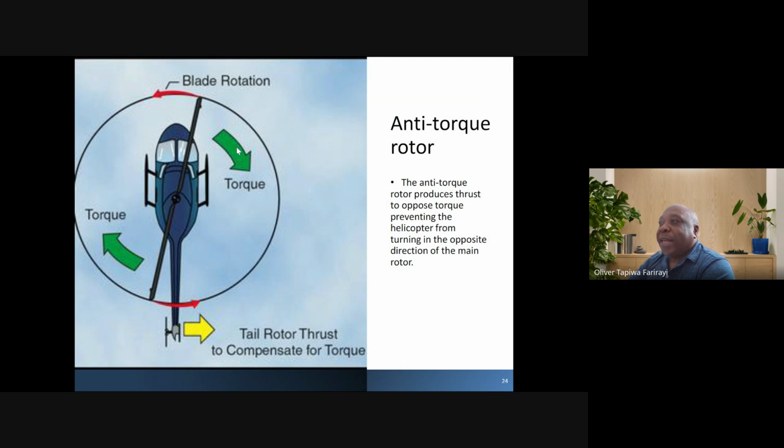Okay, so there is the torque. It's in the opposite direction. The anti-torque rotor produces thrust to oppose torque, preventing the helicopter from turning in the opposite direction of the main rotor. So there is the tail rotor thrust to compensate for the torque. This is what this one here at the back is doing. Then you look at the more modern types of helicopters as well, where they do not have this.